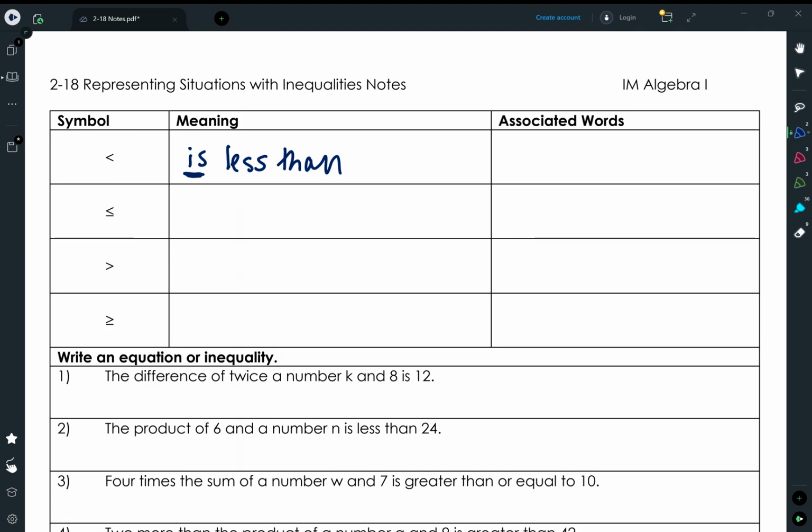Next one, when we have the line underneath it, it is less than or equal to. This one is greater than. And I keep forgetting the word "is" and I'm adding it in. It's morning and I'm tired. And last one is greater than or equal to.